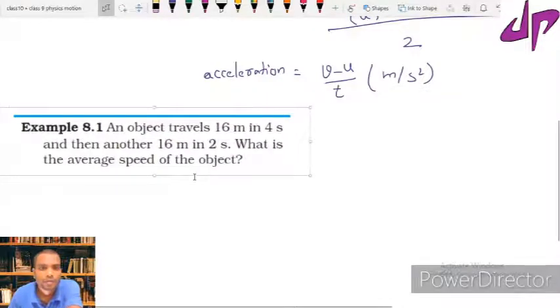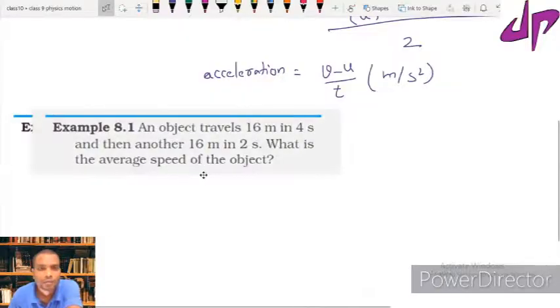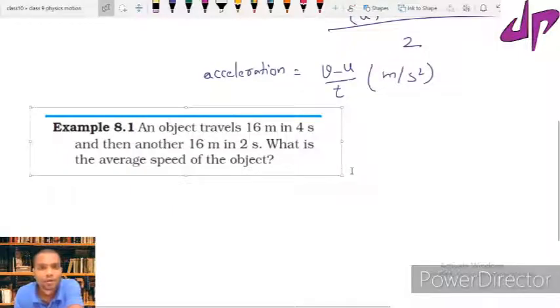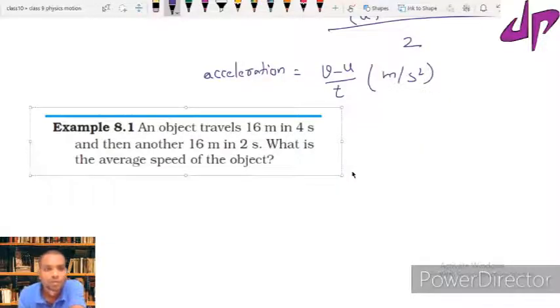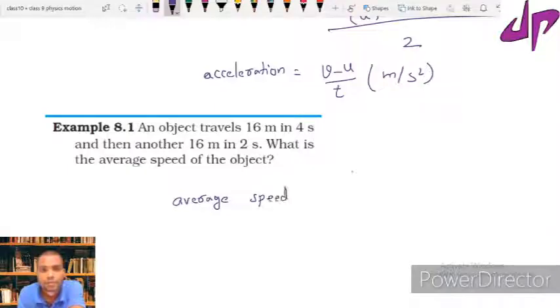The first problem is given in the NCERT example problems. An object travels 16 meters in 4 seconds and another 16 meters in 2 seconds. What is the average speed of the object? It's a simple problem. You need to find average speed equal to total distance by total time.